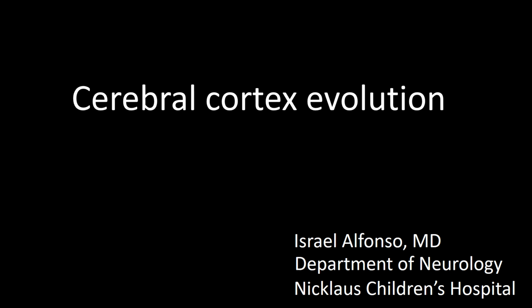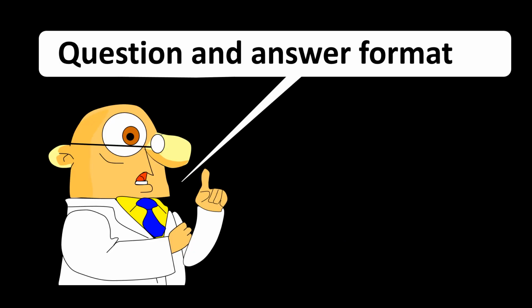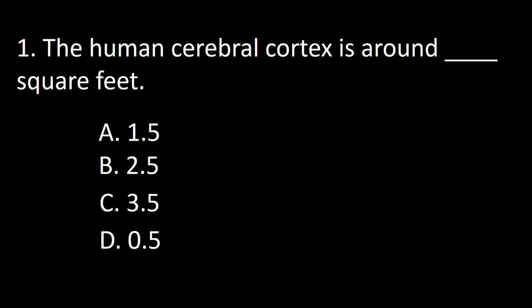The title of this talk is Cerebral Cortex Evolution. This talk will be conducted in a question and answer format. The first question: the human cerebral cortex is around dash square feet. A, 1.5; B, 2.5; C, 3.5; D, 0.5.